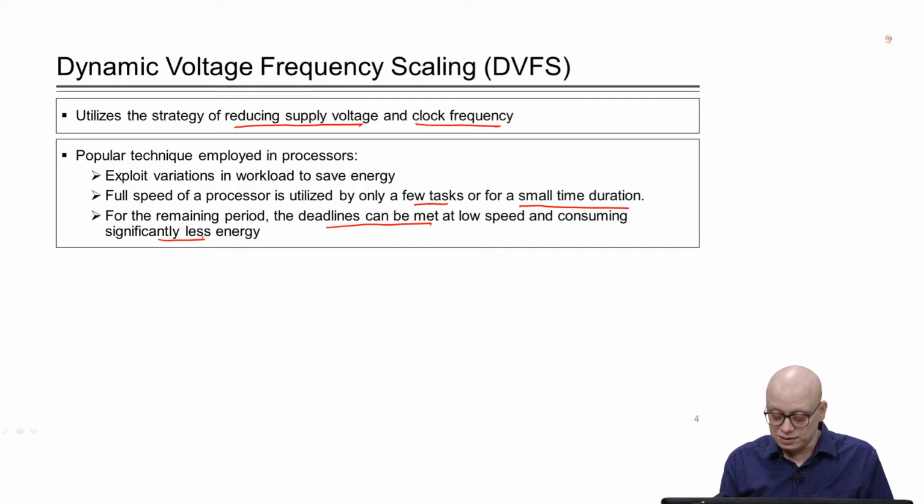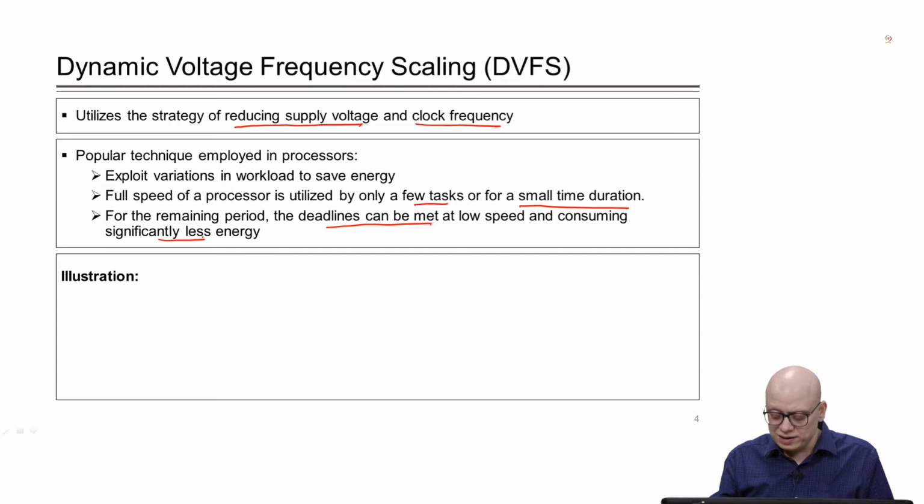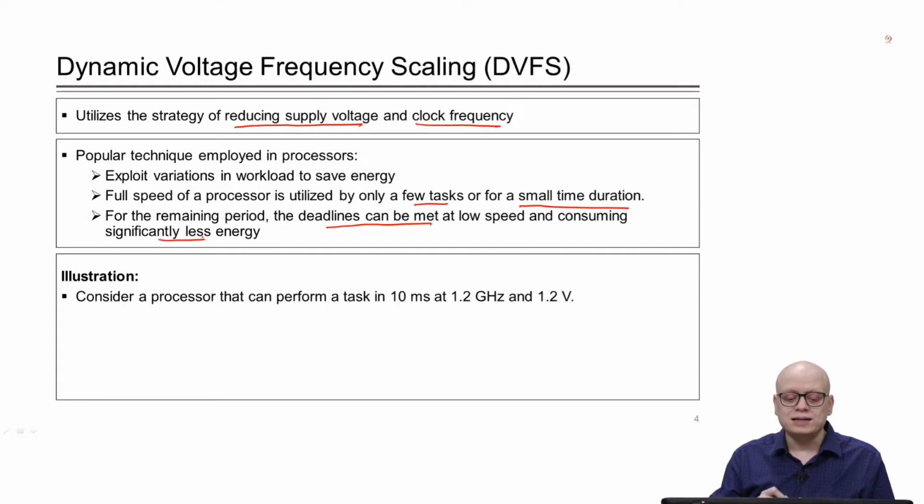Only for a few tasks and for small duration it may need to work at the high frequency. And at other remaining periods the deadlines can be met even at low speed, and when the speed is low we can also decrease the supply voltage, and as such we can reduce the energy consumption and the power dissipation significantly. So, to give an illustration, let us suppose that there is a processor which has been designed to work at 1.2 gigahertz and 1.2 volts, and a given task can be at this clock frequency.